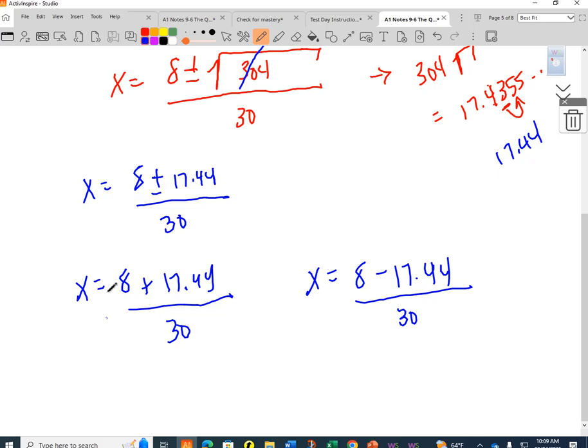If you do on your calculator straight across 8 plus 17.44, hit the equals button, then divide by 30, you're going to get 0.848, but we're rounding to the hundredth place, so 0.85. You guys try this one. 8 minus 17.44 equals, divided by 30, and see what you get. Everybody's going to be practicing using a calculator. Use a calculator.